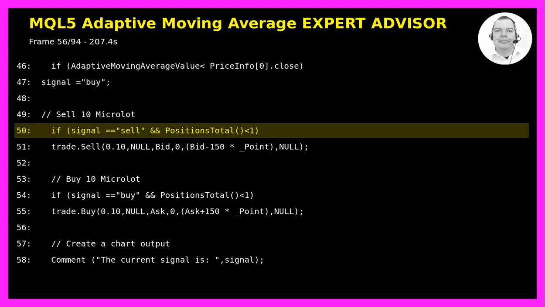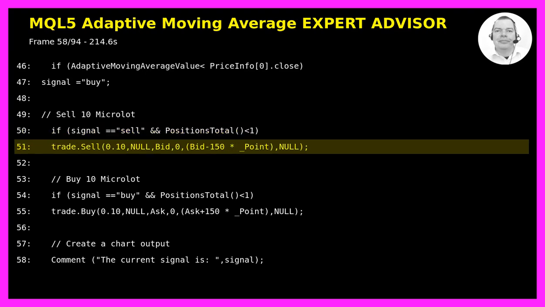For the sell condition, we check if signal equals sell and if we have less than 1 open position using PositionsTotal. If both conditions are true, we execute a sell trade using Trade.Sell. The parameters are 0.10 for 10 microlots, NULL for the symbol, which uses the current symbol, bid as the open price, 0 for the stop loss, meaning no stop loss, bid minus 150 multiplied by _Point as the take profit, 150 points below the current bid, and NULL for the comment. This opens a sell position of 10 microlots with a take profit 150 points below the entry price.